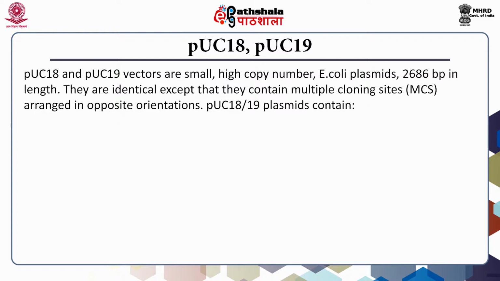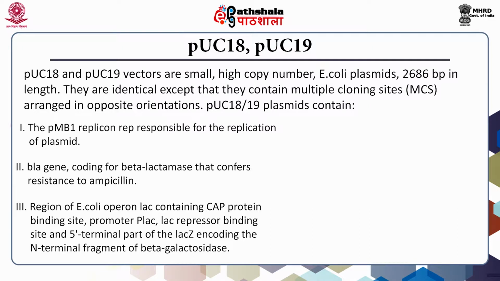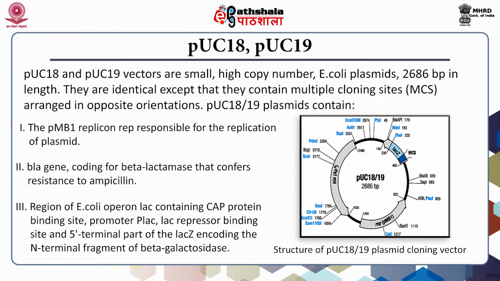pUC18 and 19 plasmids contain the following: the pMB1 replicon REP responsible for the replication of the plasmid, the bla gene coding for beta-lactamase that confers resistance to ampicillin, and a region of the E. coli operon lac containing the CAP protein binding site, promoter P lac, lac repressor binding site, and the 5' terminal part of the lacZ gene encoding the N-terminal fragment of beta-galactosidase. The figure shows the structure of the pUC18 and 19 plasmid cloning vector.